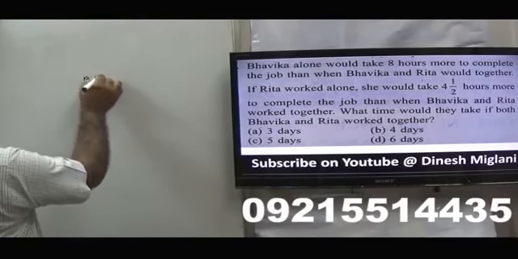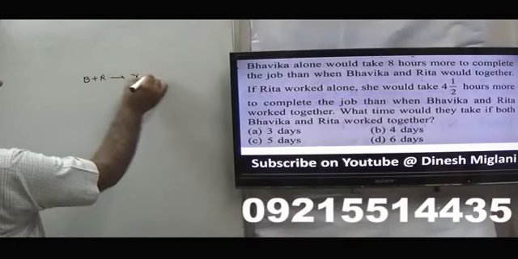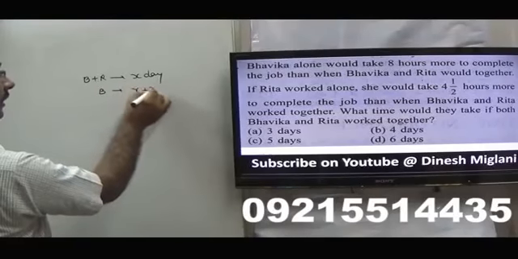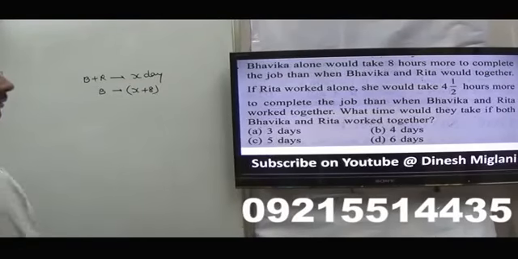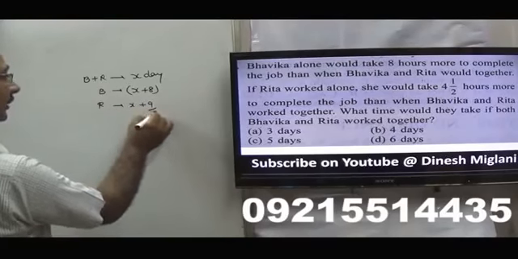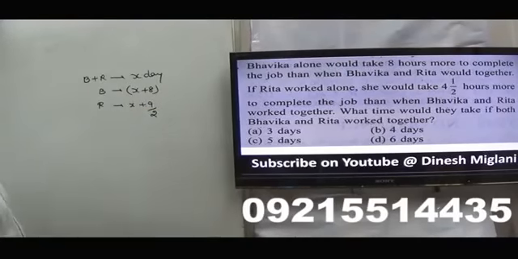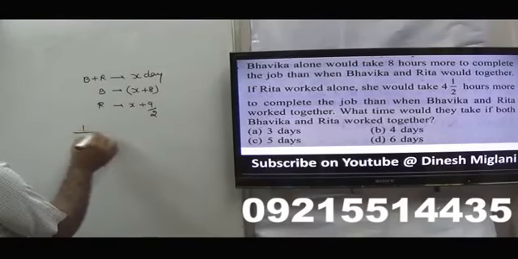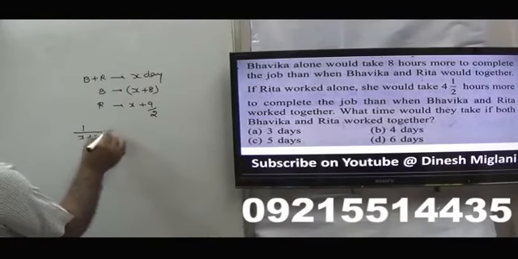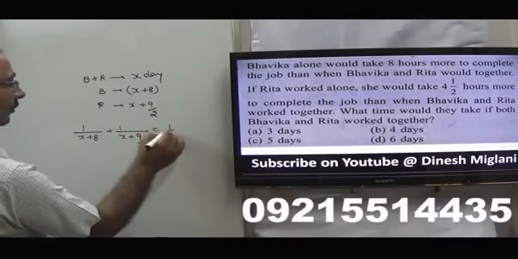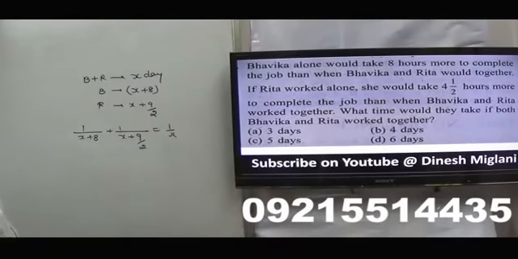So let us say Bhavika and Rita both can do the work in x days. It means the time taken by Bhavika is x plus 8 days. Similarly, the time taken by Rita is x plus 9 by 2 days. This is given to us. Now I can say 1 by x plus 8 plus 1 by x plus 9 by 2 is equal to 1 by x. I will just find the value of x. That's my question. Take the LCM.